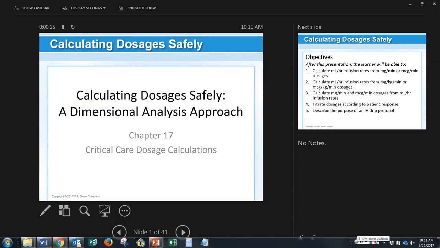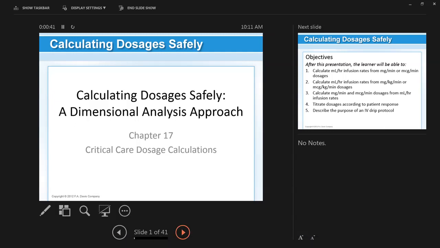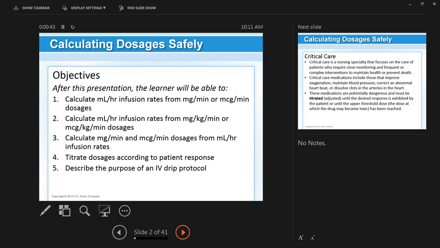This is the integrity recording for Nursing 227 over Chapter 17 in your Horntvedt book, which is Calculating Dosages Safely. And this chapter is about critical care dosages and calculations. So we have some objectives to this chapter, which you may review at your leisure.